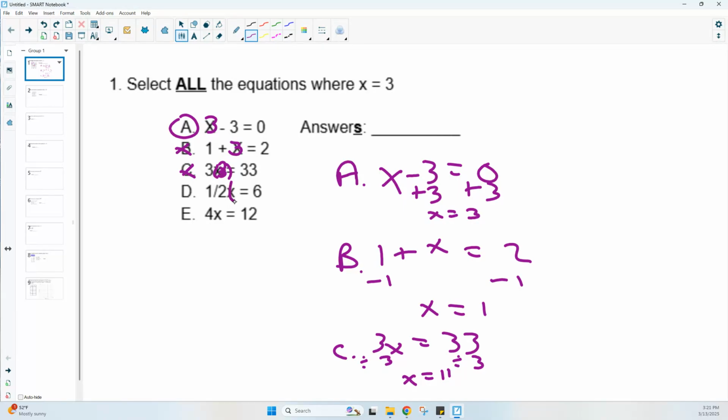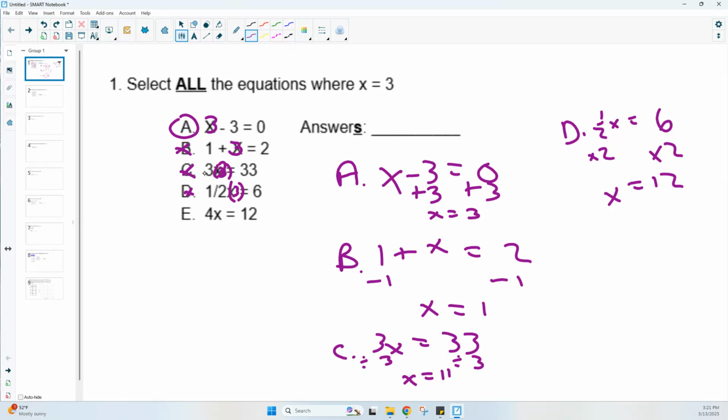All right, half of x or half of 3 equals 6. Is half of 3 equal to 6? No, it is not. If I did this out, the opposite of taking half of something is doubling it. So if I doubled both sides, x would equal 12 because half of 12 would equal 6.